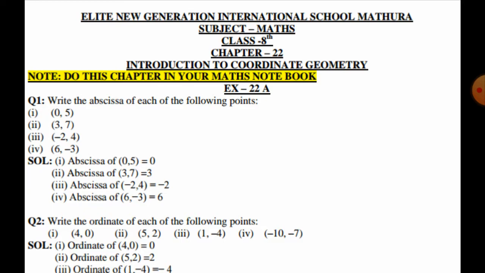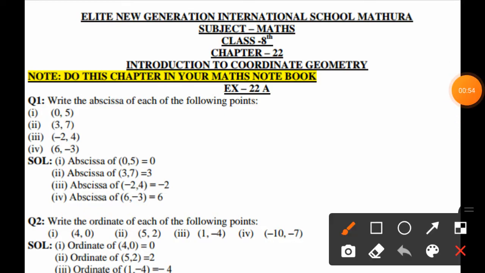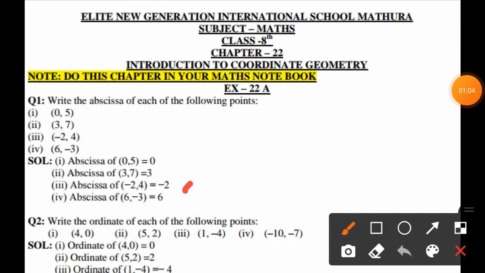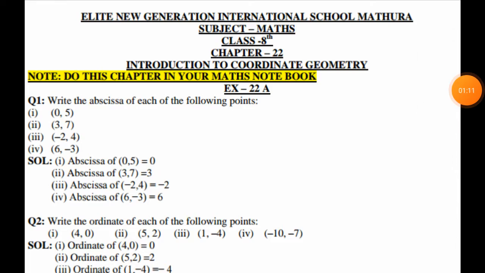See exercise 22A, question number 1: write the abscissa of each of the following points. In the first part we have (0, 5). Here the abscissa will be 0, because first we represent the x value. In the second case it is 3, so the abscissa will be 3. Next we have (-2, 4), so the abscissa will be -2. Similarly in the fourth case (6, -3), the abscissa will be 6.